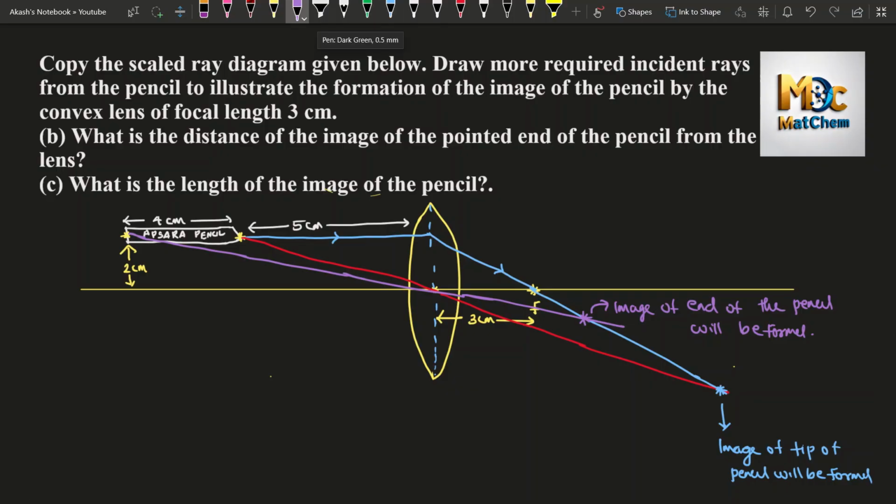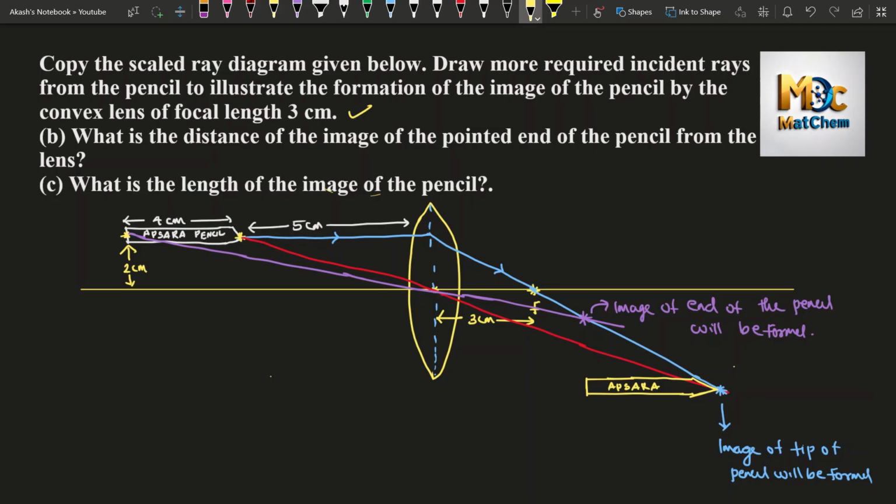Since you are considering it like this, it may look like this, but actually the image of the pencil will be formed like this. Okay, so this is our pencil. Because the image of the pencil will be oriented in the same way as the object. That means if the orientation is like this, the orientation of the image will also be in the same direction. So we have created the image formation. Hope this part is clear.